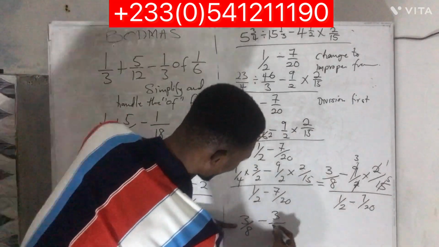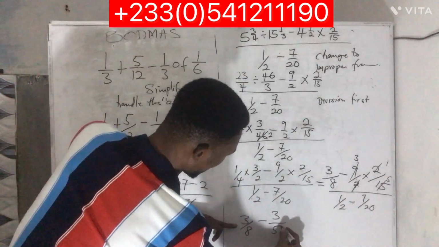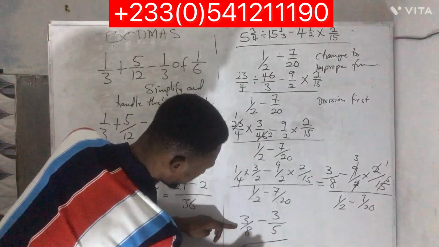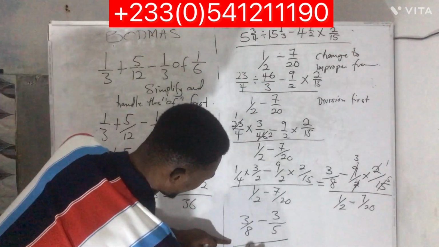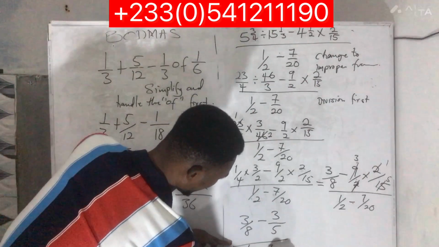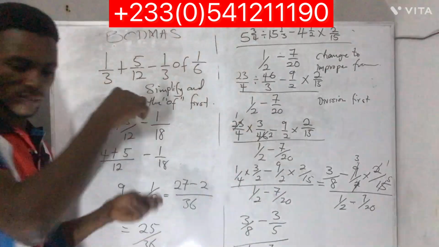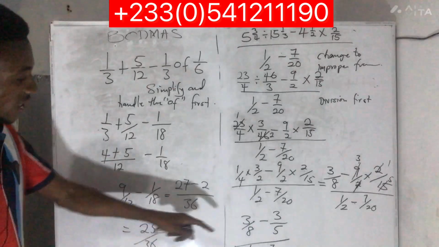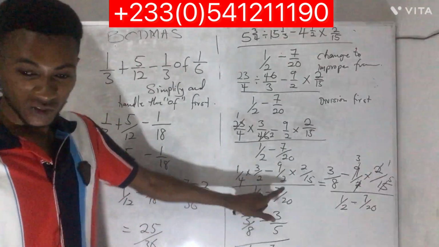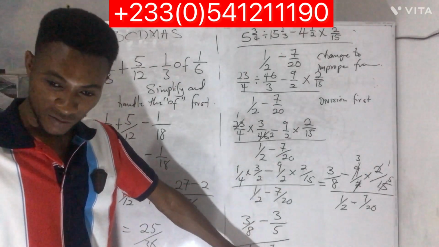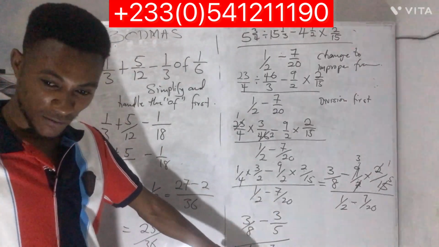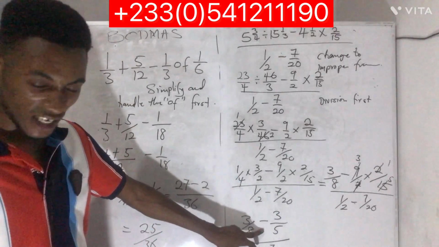here times here is what? 5. Do you understand now? All right. All over what? 1 over 2 minus what? 7 over 20. Have you seen how it looks like? So this place, you will now find LCM of this and solve it separately. You find LCM of this, you solve it separately. You are going to get a single fraction here.